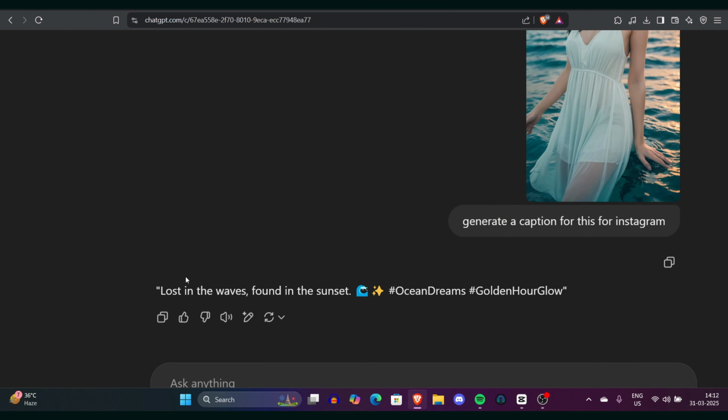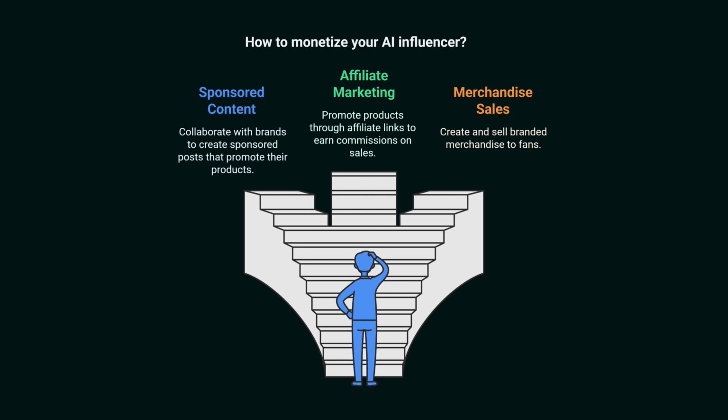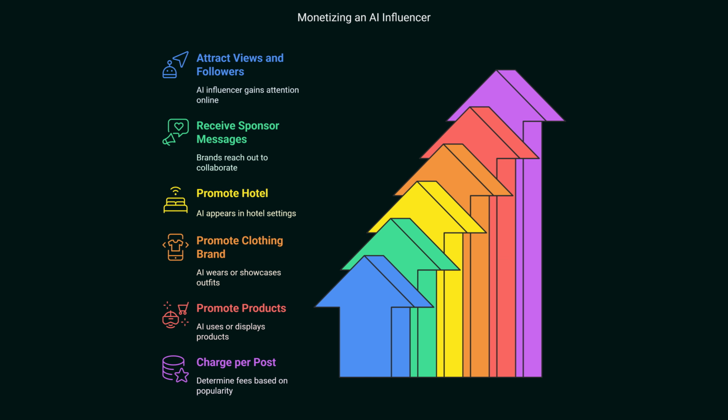Now that the content is ready, the next question is how you can monetize your AI influencer. Well, here's the strategy. Once your posts begin attracting viewers and followers, you can start receiving messages from potential sponsors. You can get promotion deals for brands with AirPods, or maybe a clothing brand, or maybe a hotel. You can have your AI influencer appear in that hotel room, and you can tag the hotel. This way you attract a lot of brands and partnerships.